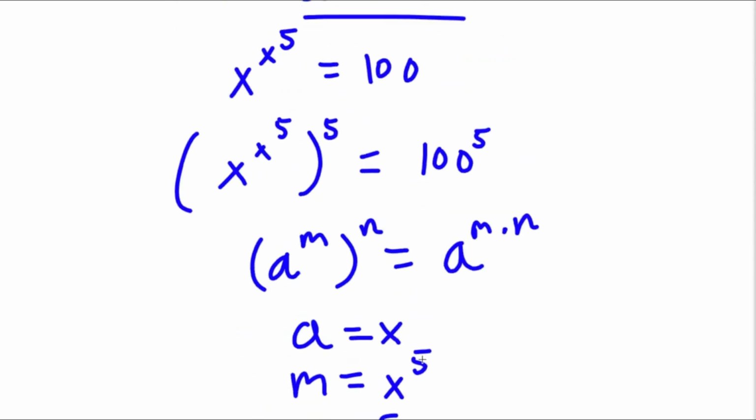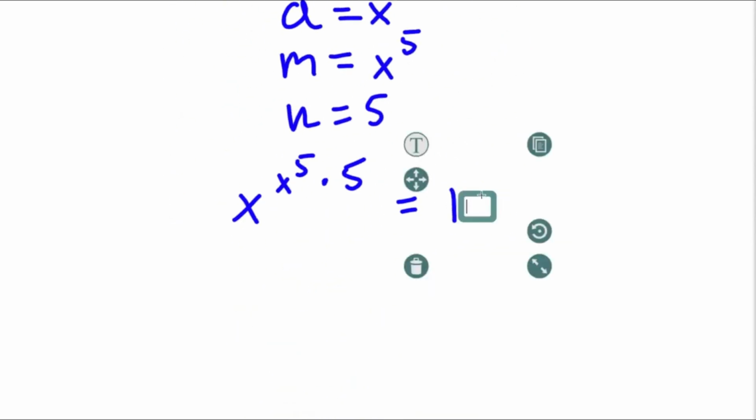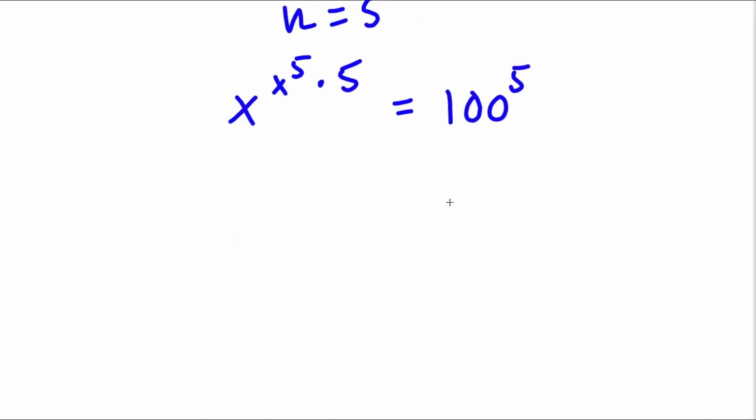And this is still equal to 100 to the power of 5. Now, 5 times x to the power of 5 is 5x to the power of 5. So I have x to the power of 5x to the power of 5 is equal to 100 to the power of 5.